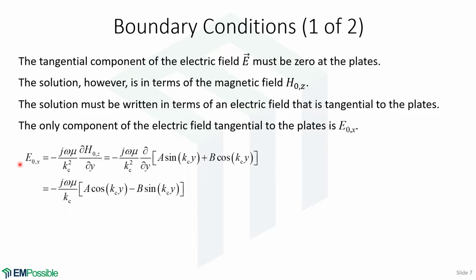So here's the expression we have for calculating E naught X from H naught Z. We will plug in the expression for our general solution, take the derivative, and here we have the general solution for the electric field. Notice we grabbed E naught X instead of E naught Y. E naught Y is not tangential to those plates. It's normal to them. So we can't apply the easy boundary condition of the tangential component being 0. So that's why we calculated E naught X. Okay, so now we have the general solution for E naught X. Now we can apply the boundary conditions.